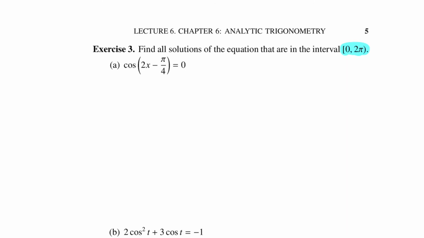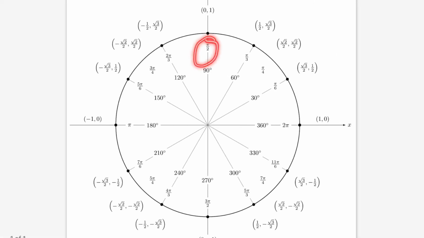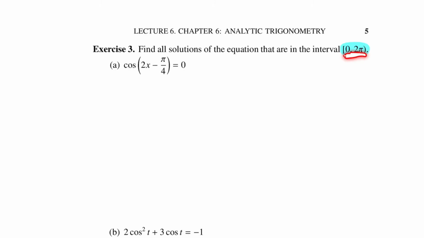Cosine is isolated. Let's figure out what angle has a cosine value of 0, or angles. So looking at your unit circle, I see two angles. I see pi over 2, and I also see 3/2 pi. So let's use radians. In this case, we do have to use radians because the interval is in radians. So the argument, or the angle, must equal pi over 2, and it must also equal 3/2 pi.